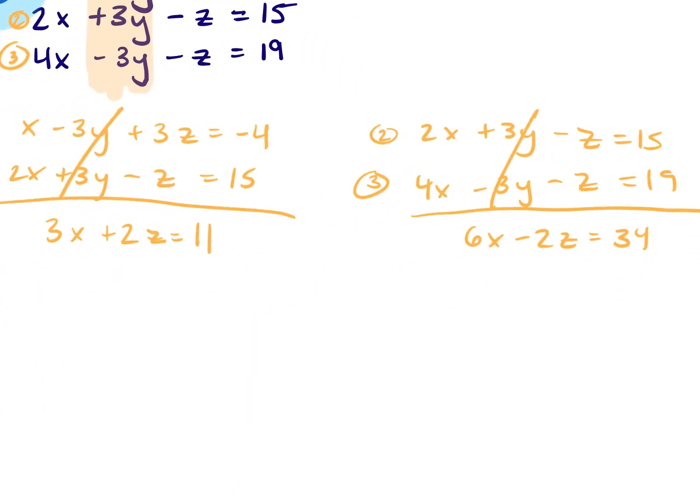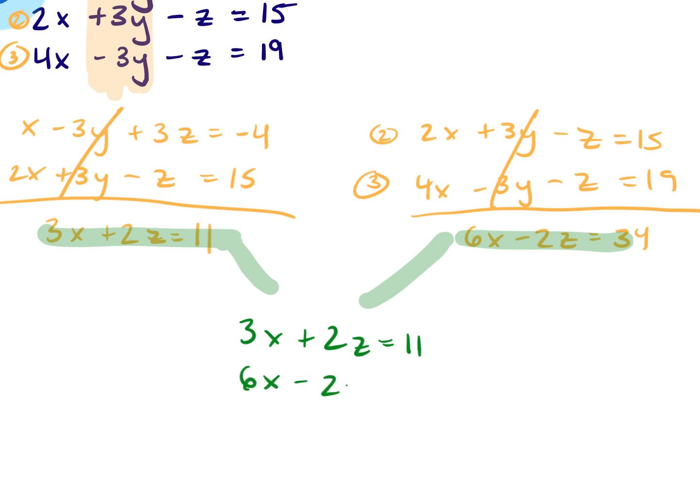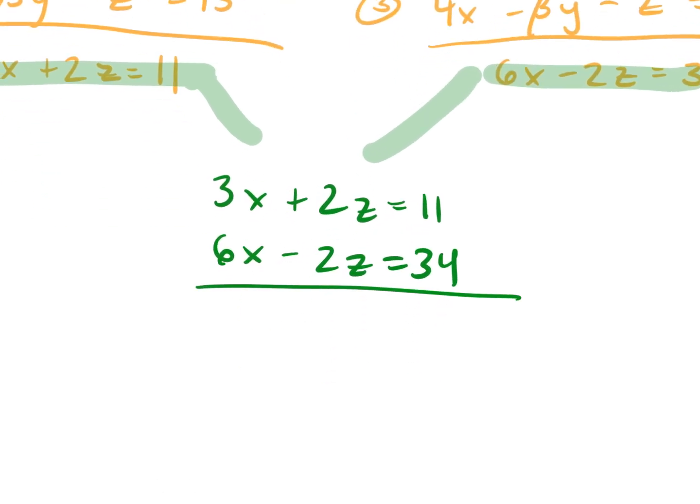What do we do next? Now we take these two and combine them together. So 3x plus 2z is equal to 11, and 6x minus 2z is equal to 34. Do the z's cancel? Yeah, the z's cancel. What's 3x plus 6x? And 11 plus 34? So divide both sides by 9. What does x equal? 5.